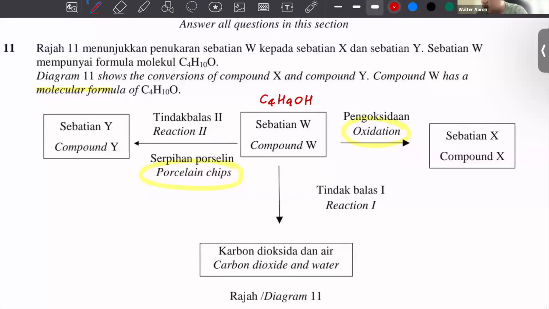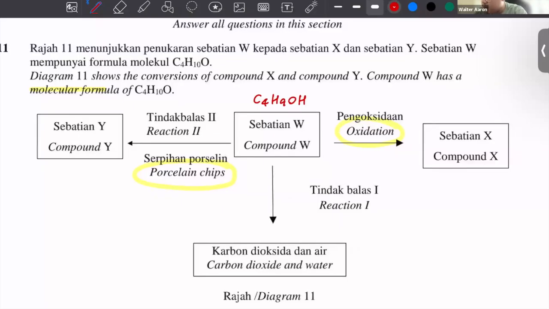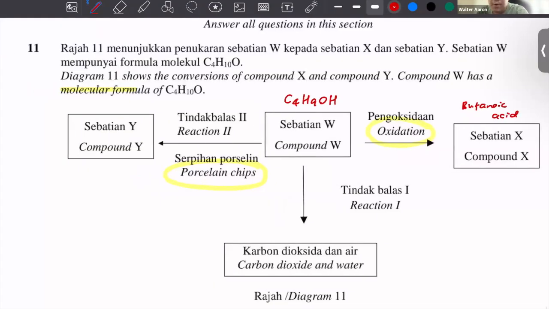So once you oxidize butanol, you should be able to get butanoic acid. Okay, butanoic acid. And then if you were to go through with the porcelain chip on the reaction number 2, it should be able to undergo a lot of, okay, we'll go through one by one, but technically the number 2 here will be dehydration.